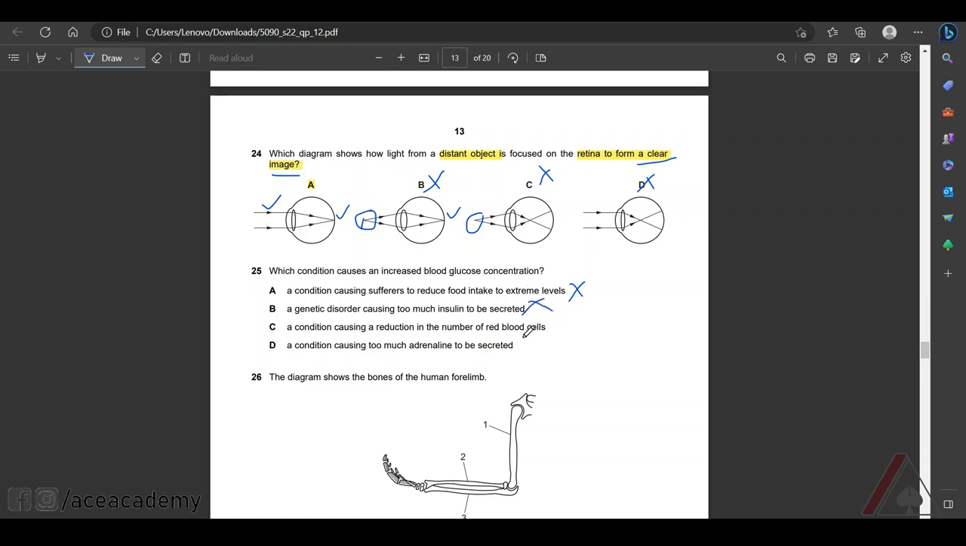B is also wrong. C, a condition causing a reduction in the number of red blood cells. The number of red blood cells doesn't directly affect the blood glucose concentration. Red blood cells only transport oxygen. Hence, C is also wrong. Option D, our final option. Condition causing too much adrenaline to be secreted. This one actually makes sense, because one of the key functions of adrenaline is that it stimulates the conversion of glycogen to glucose. Hence, glucose uptake in muscles increases. And when glucose uptake in muscles of heart and lungs increases, heartbeat and breathing rate increases, which are also other key functions of adrenaline. So basically, yes, D is the only answer that makes sense.